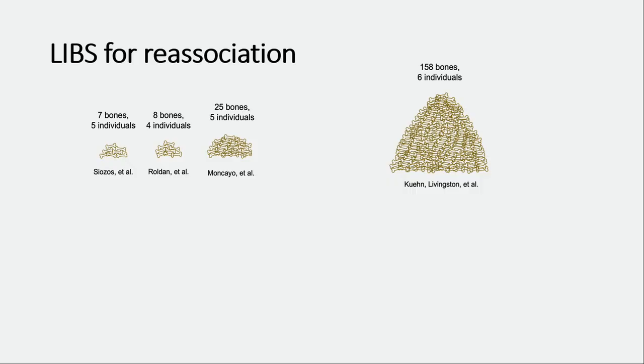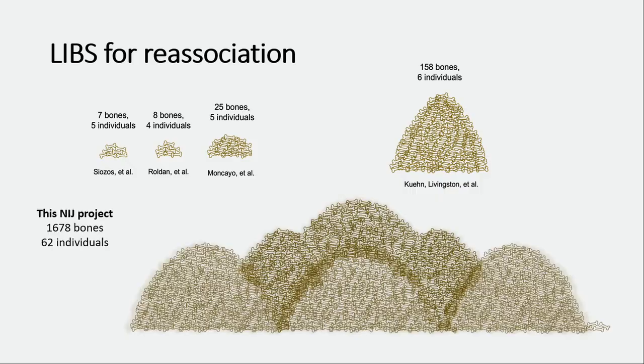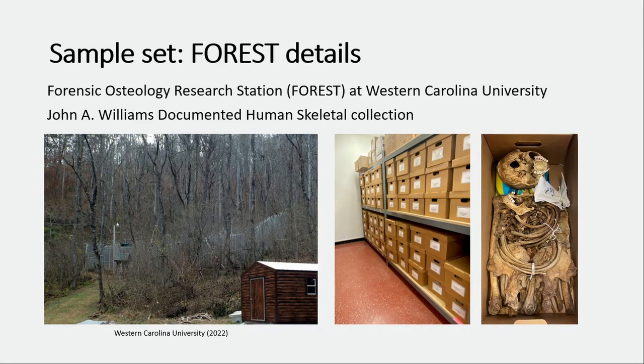And so what we told NIJ, we said, okay, we're going to go further than that, and this is the equivalent of what we get to scale. So we get 62 individuals, equivalent to like 1,700 bones or so. We now have a lot of samples, a lot of data that we can get results on reassociation. So the samples are from Western Carolina University Body Farm, the Forest facility.